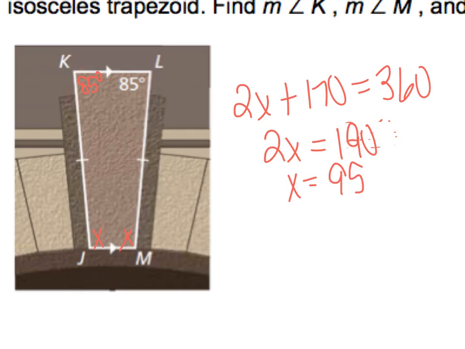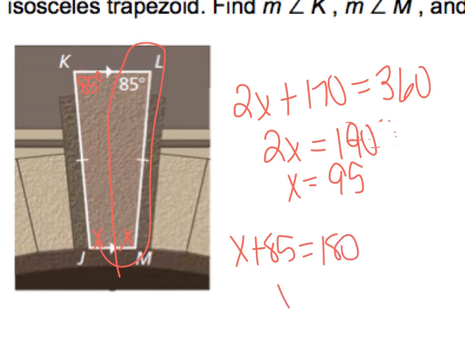The other way to think about it is the consecutive angles add up to 180, which would mean x plus 85 equals 180. If we subtract 85 from both sides, we get 95. Either way, we get the same answer.